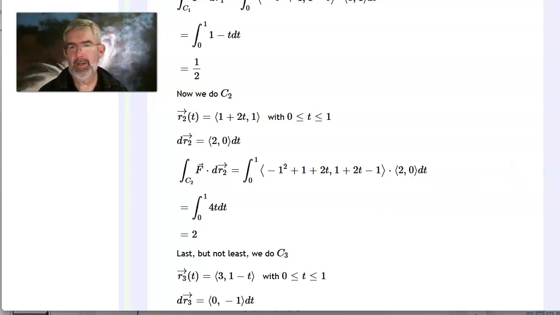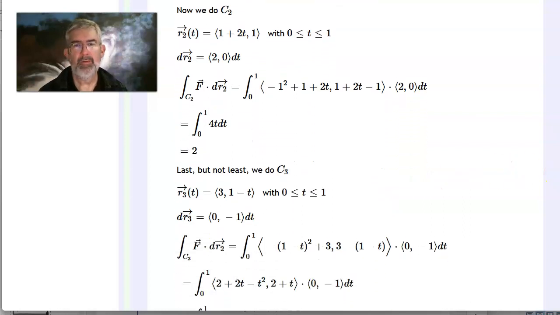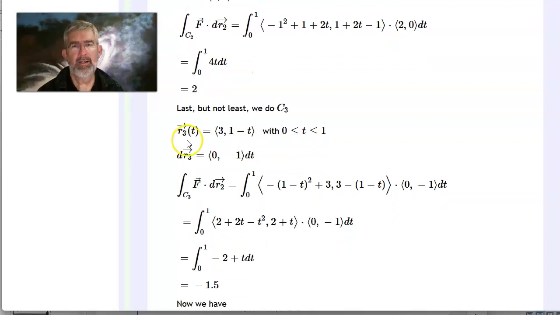And now, part 3. R3 was this, 3 comma 1 minus t. The derivative to get dr, the derivative of 3 is 0. The derivative of 1 minus t is minus 1. Again, for the f, you got to be plugging in these new x and y's. So negative y squared plus x, there's the negative y squared plus x at 3, and then this was supposed to be x minus y, so there's that.